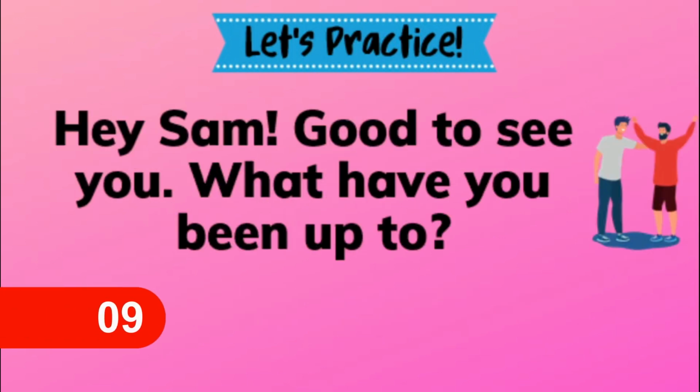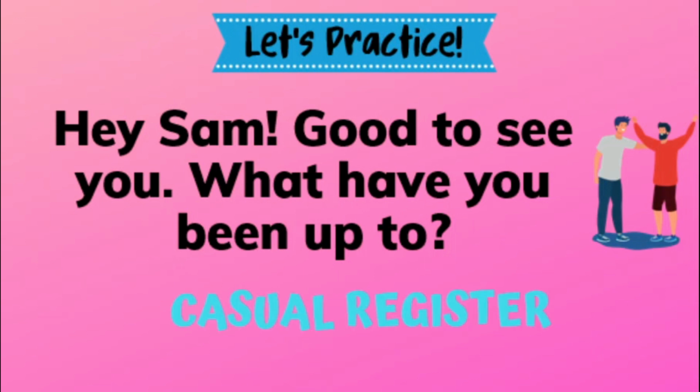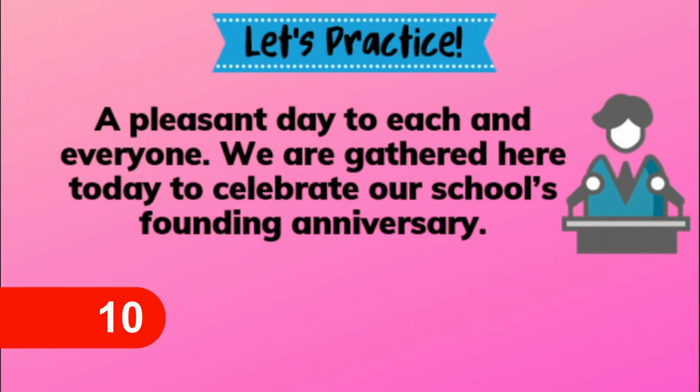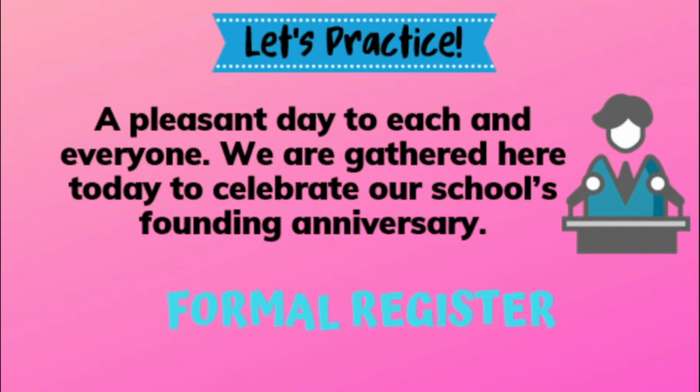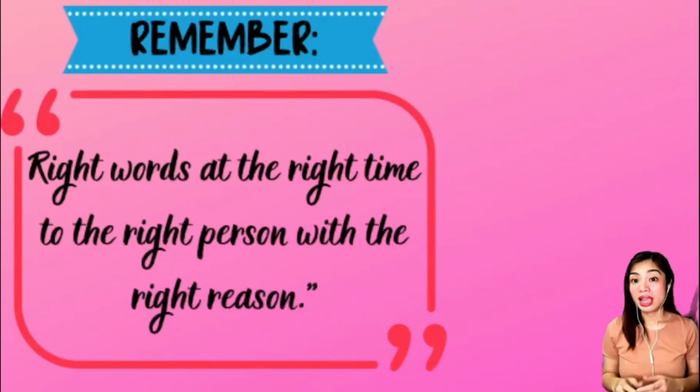Next, hey Sam, good to see you. What have you been up to? The correct answer for this number is casual register. We can assume that these are two friends who have seen one another. Last question. A pleasant day to each and everyone. We are gathered here today to celebrate our school's founding anniversary. The correct answer is formal register. So perhaps this is a celebration, there is a formal ceremony, and there is a speaker saying or delivering this speech. So, how many right answers did you get? I'm sure you did great.